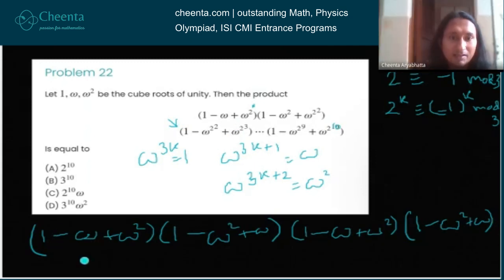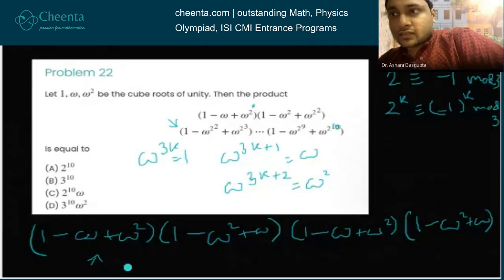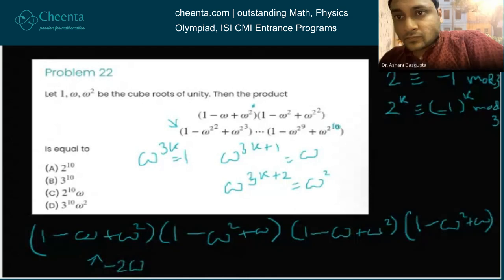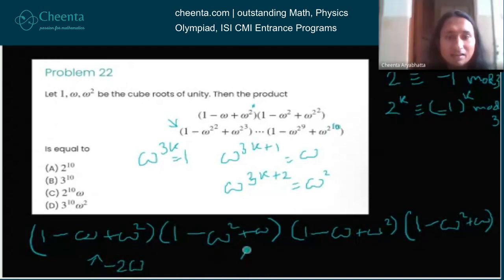So this one actually simplifies to minus 2 omega. Why? Because omega square plus omega plus 1 is equal to 0. So we add an omega, we subtract an omega, and we get minus 2 omega. Similarly, here we add an omega square, we subtract an omega square, we get minus 2 omega square.